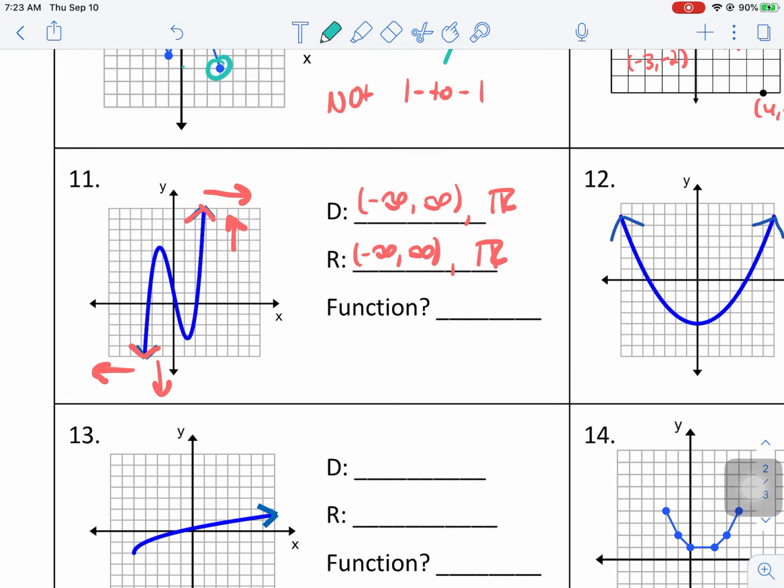Okay, sometimes functions that go forever are tougher to figure out if they will pass the horizontal line test, but as you can see, this one does. Okay, so yes, it is a function, and then we draw the horizontal line in here, and it does not pass the horizontal line test, so then we say it's not one-to-one.